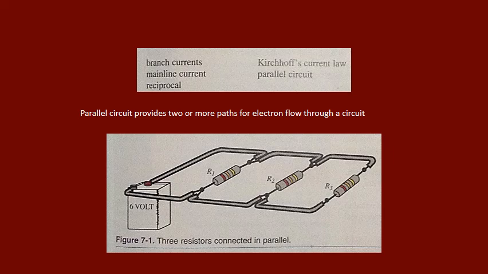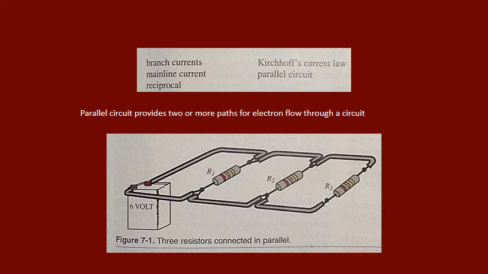7.1 Parallel circuit principles. In simple terms, a parallel circuit provides two or more paths for electron flow through a circuit. Look at figure 7-1 on your screen. Take note of how each of the three resistors are connected to the source, with each electron flow path independent of the other. When three resistors are connected in series and one resistor is removed, the entire circuit appears to be dead and the electrons cease to flow. There is no complete path for current.